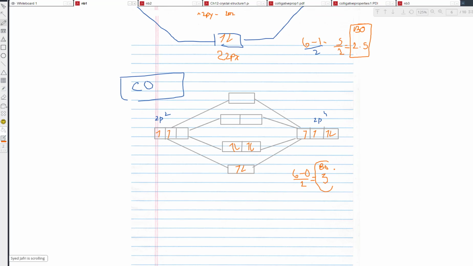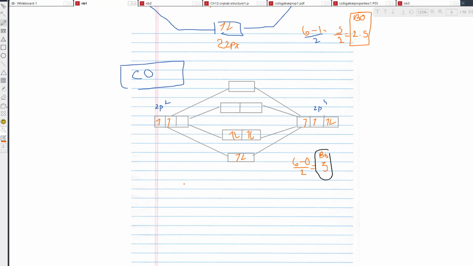And if you have to write the configuration in that way, like sigma 1s, something like that, how are you going to write it? I want to see if I get this right. So I would have to account for everything here, right? Yes. It'd be sigma 1s2, sigma star 1s2.